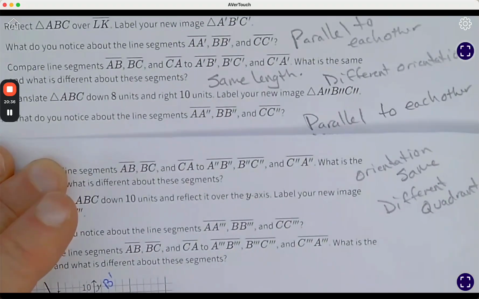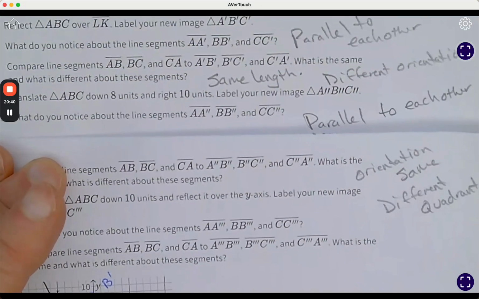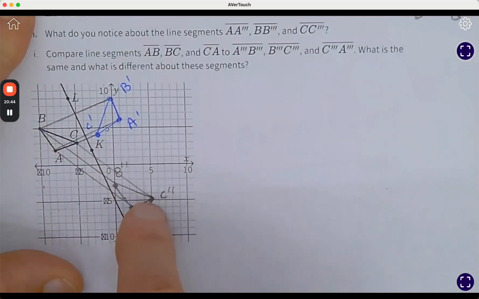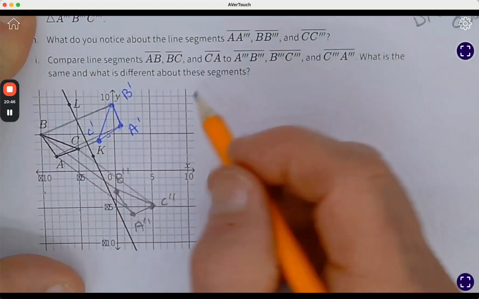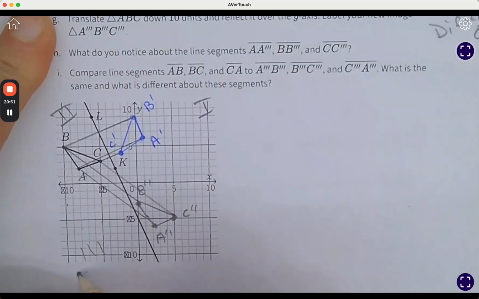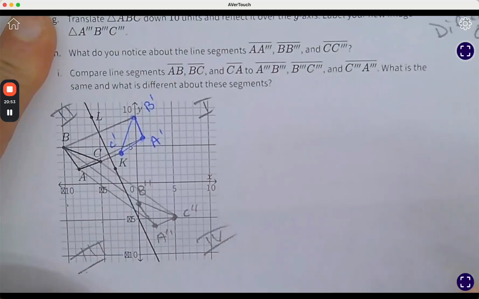Okay, so notice that triangle is in quadrant 2. That triangle is in quadrant 4. So that's in quadrant 2. That's in quadrant 4. Quadrants go like this: 1, 2, 3, and 4.